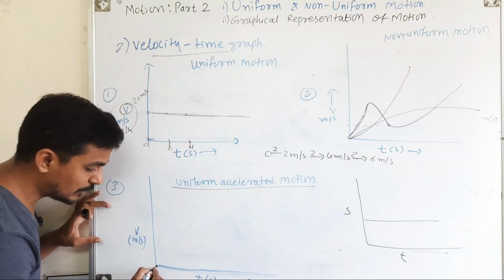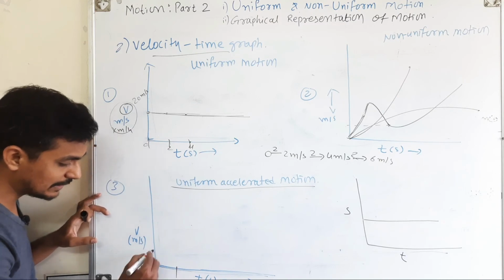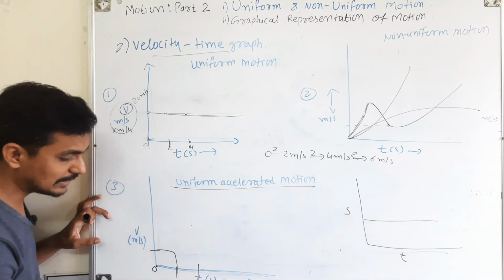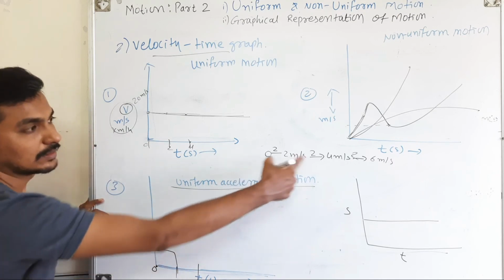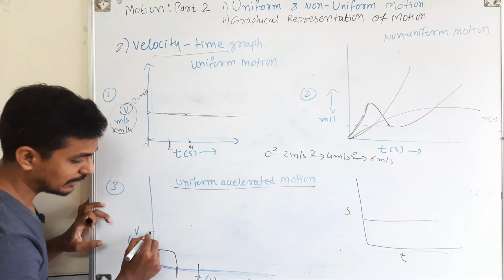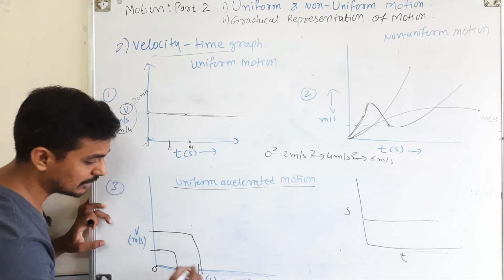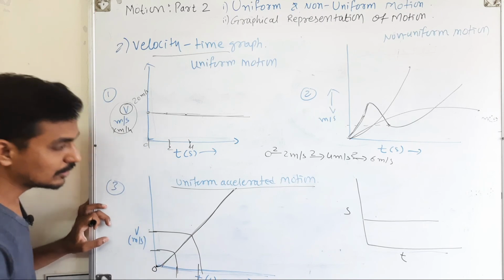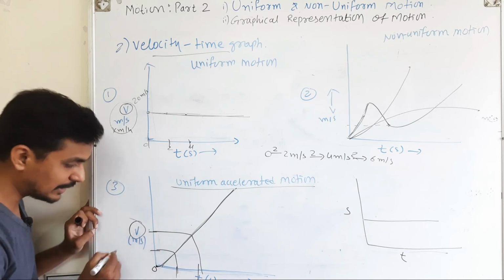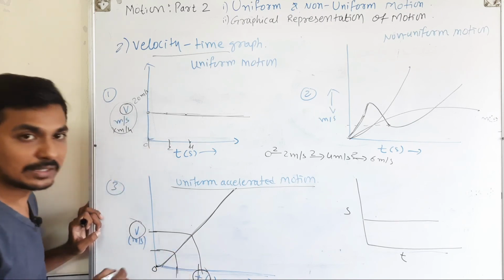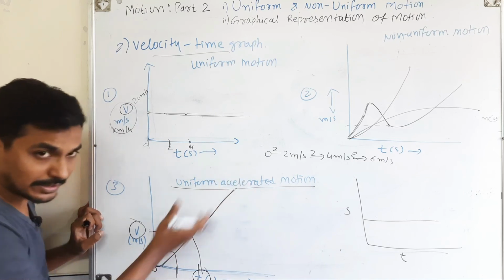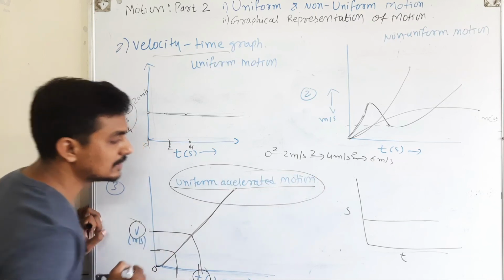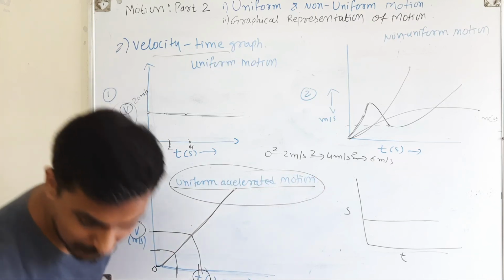So initially the speed is 0. After 1 second the speed is 2 meter per second. So you can join the points. Then after another second the speed is 4 meter per second. If you join all these points, you will get a straight line. So if there is velocity here and time here, then this straight line graph indicates that the motion of the object is a uniformly accelerated motion.